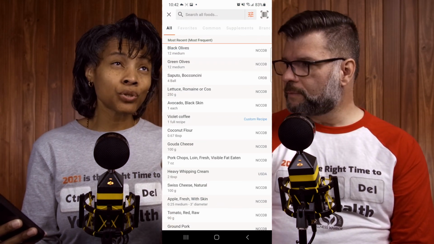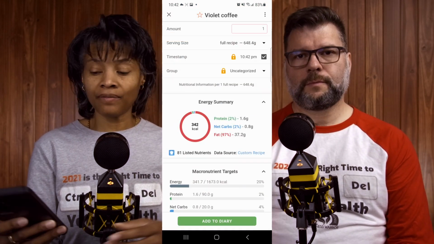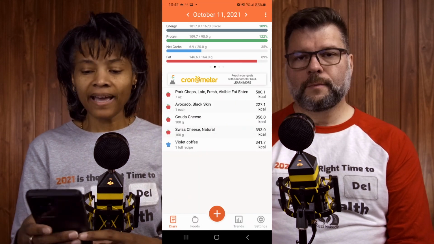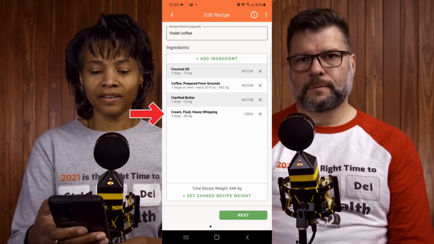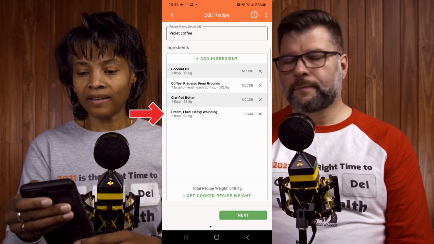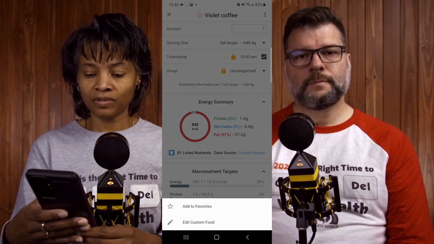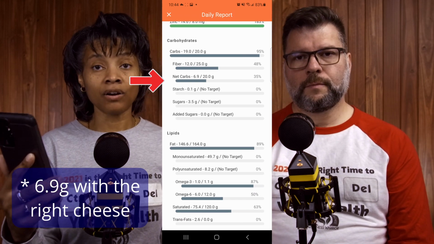My coffee, I have 2 tablespoons of heavy cream. And the nice thing about these apps is they remember. I didn't even have to write the whole word in. And there's my heavy cream. And I tell it that it's going to be 2 tablespoons. And I put done. And I add to the diary. And now I'm at 10 net carb for the day.